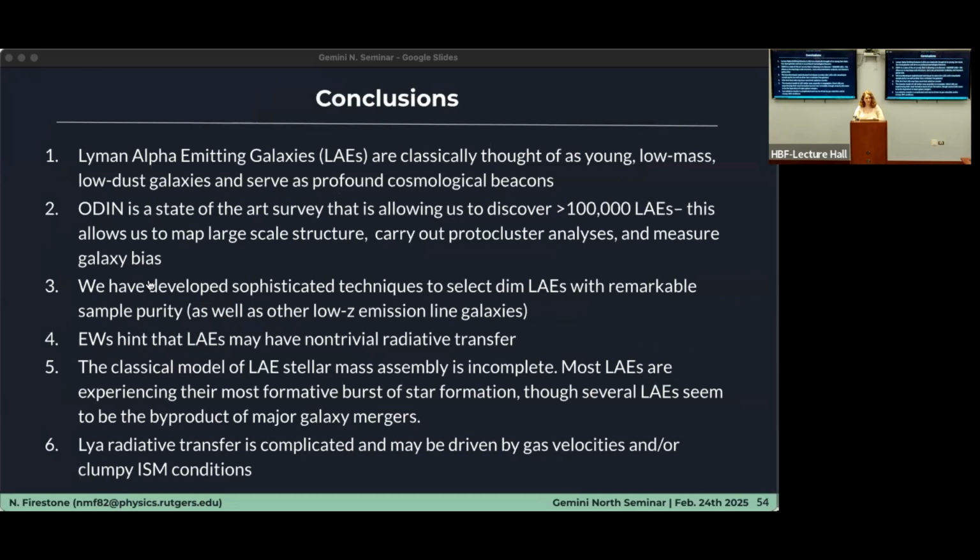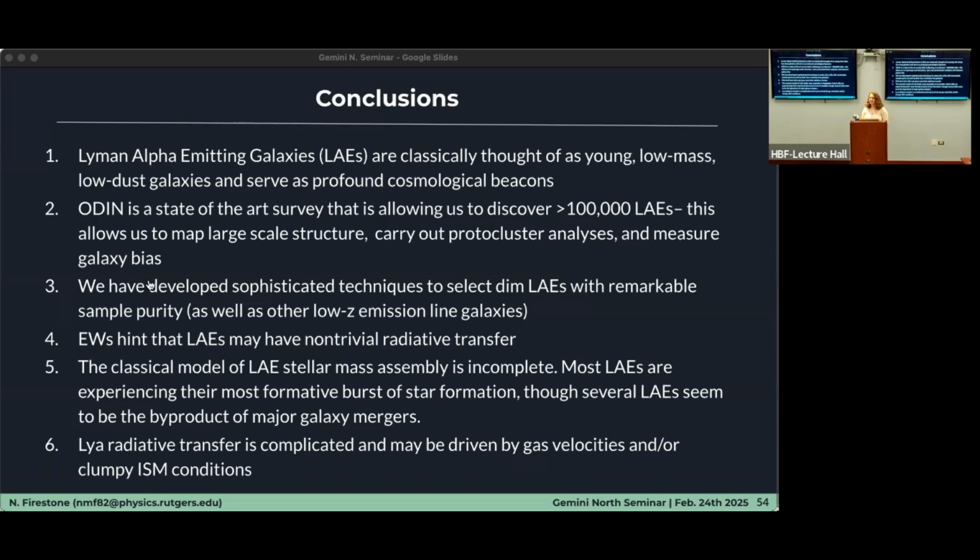So with all of that said, we arrive at my conclusions. Lyman alpha emitting galaxies, or LAEs, are classically thought of as young, low mass, low dust galaxies. And because of this, they are really profound cosmological beacons. ODIN is a state-of-the-art survey that's allowing us to discover over 100,000 LAEs, which enables us to map the large-scale structure, carry out protocluster analyses, measure galaxy bias, and do lots of other really fantastic and exciting research.